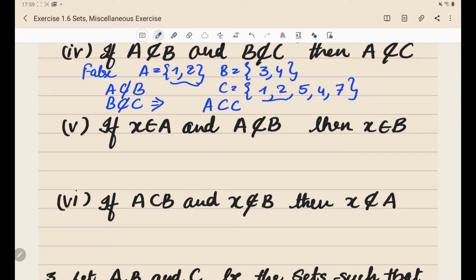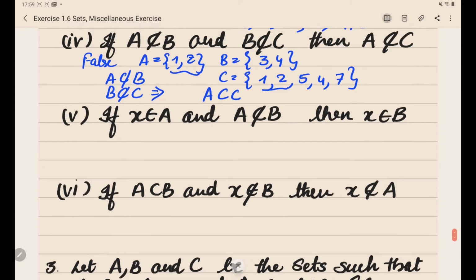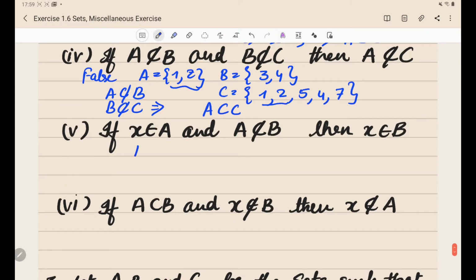Now let's discuss the fifth problem in this section. If x belongs to A and A is not a subset of B, then x belongs to B. Let's prove that. Is that true or false? This statement is false. We can again prove that through an example. x is an element which belongs to A. For that, now let's consider the elements of A as 3, 5, 7.